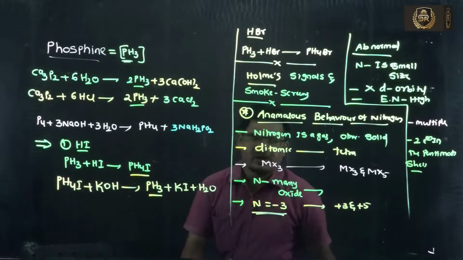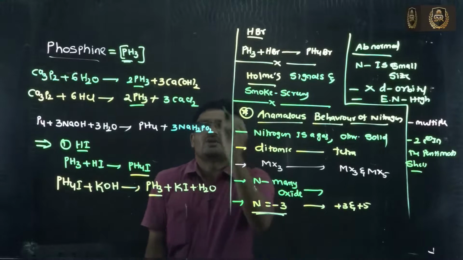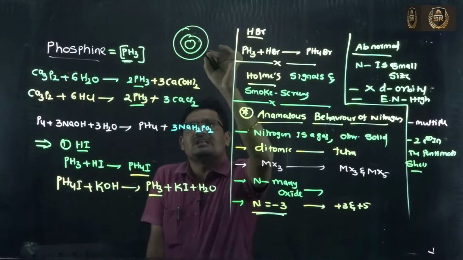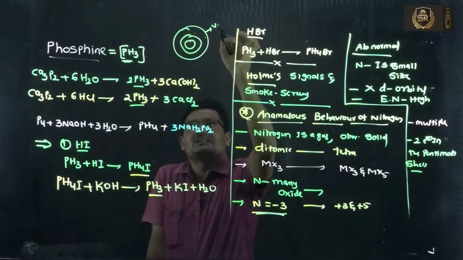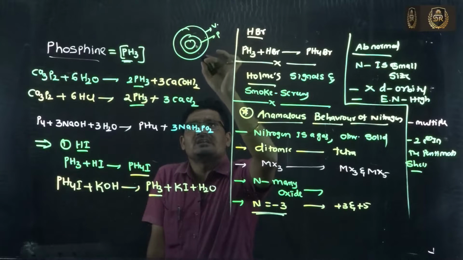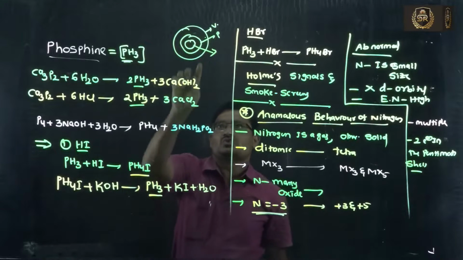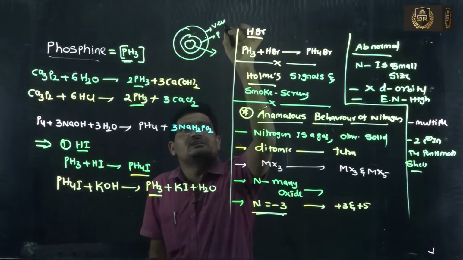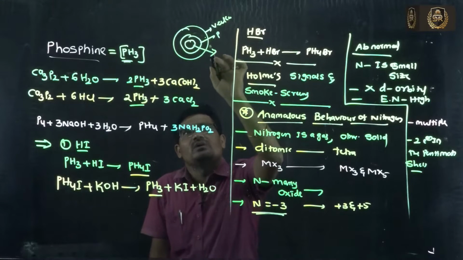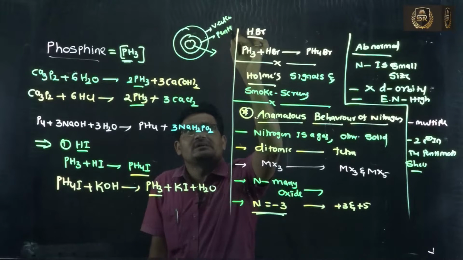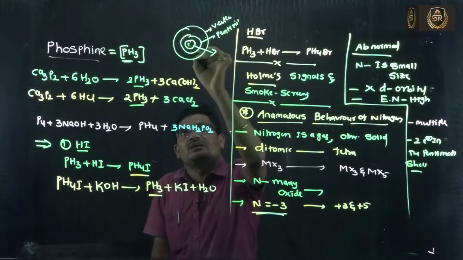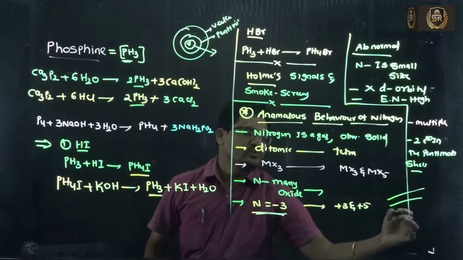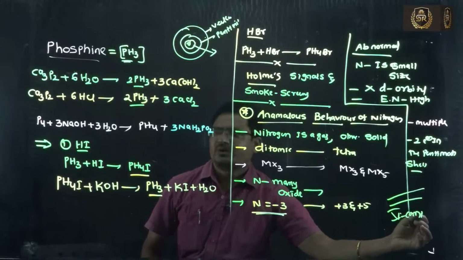What is the meaning of penultimate shell? For example, these are K, L, M shells. The outermost shell is the valence shell, the one before it is the penultimate shell, and the next is the anti-penultimate shell. So this is the complete 5th group element.